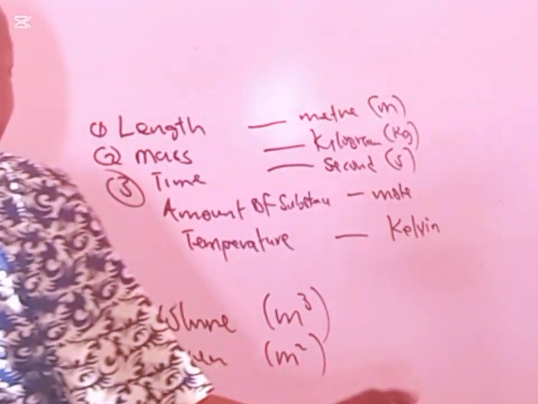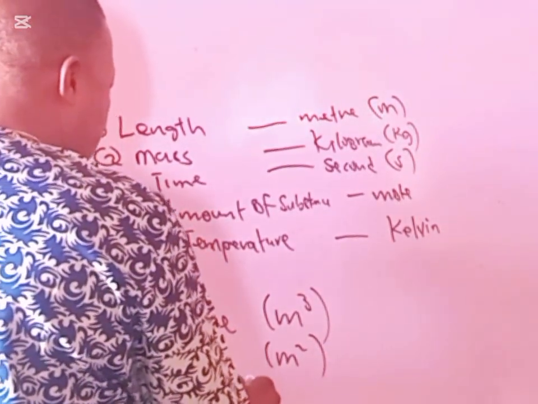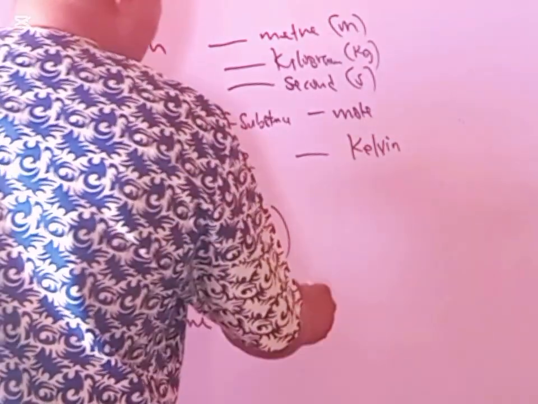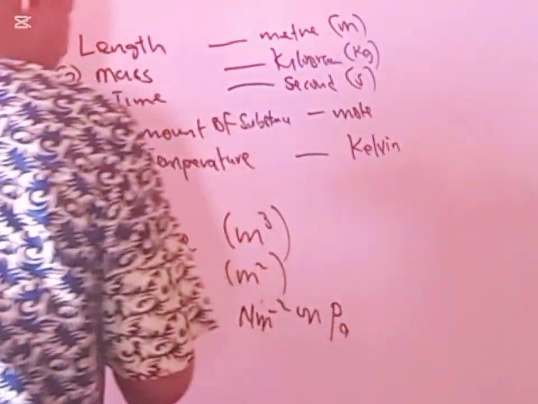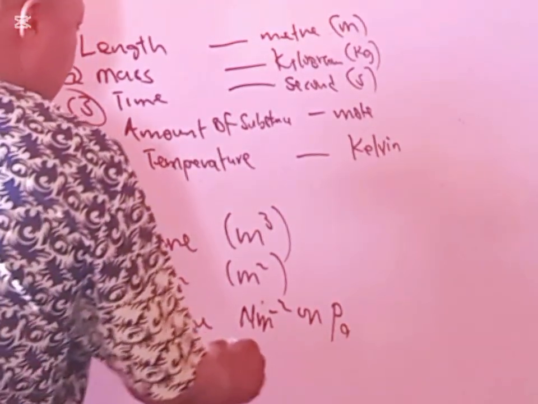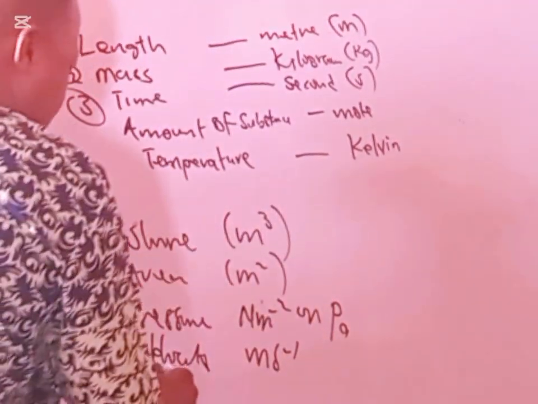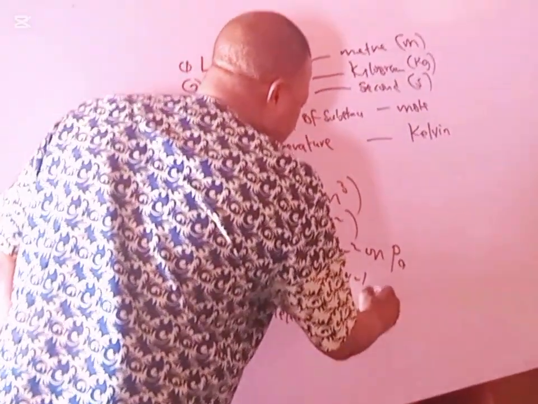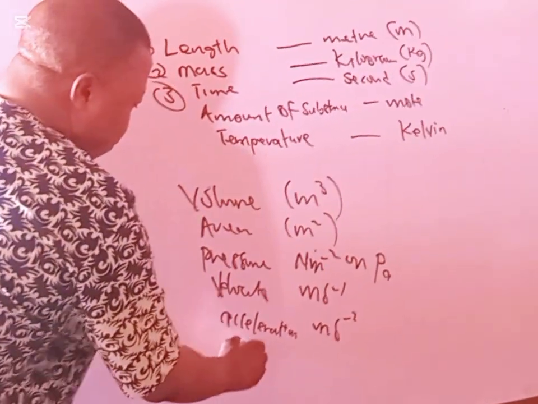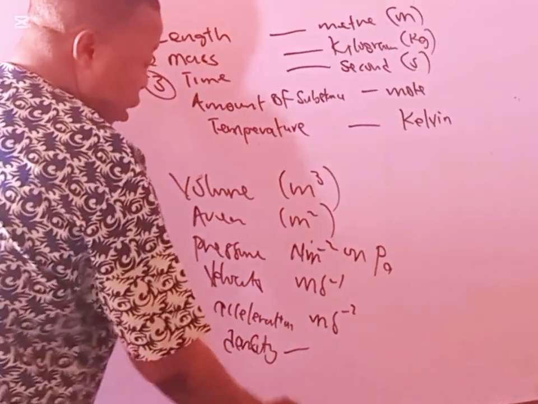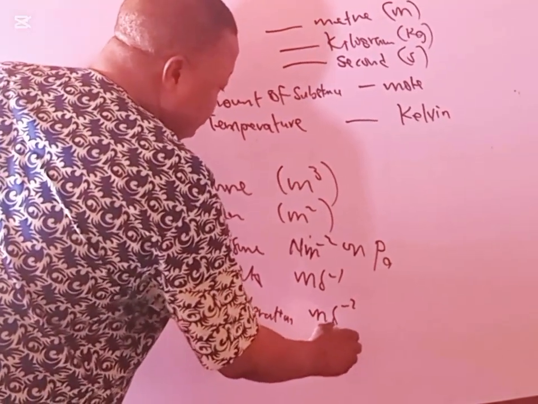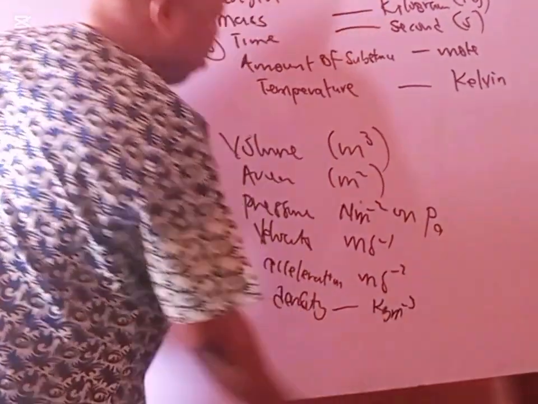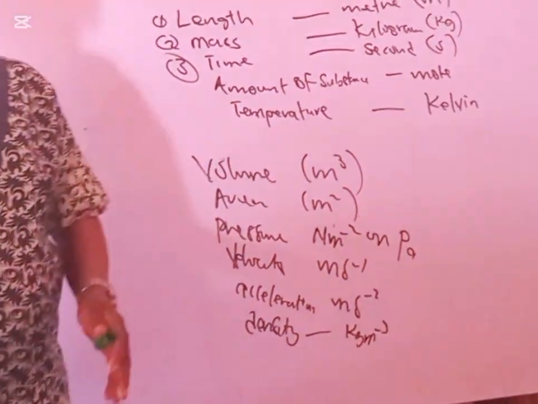So we have pressure, which is either Newton per meter square, or Pascal. We have velocity, which is meter per second. We have acceleration, which is meter per second square. We have density, which is equal to kg per meter cube, and a host of others.